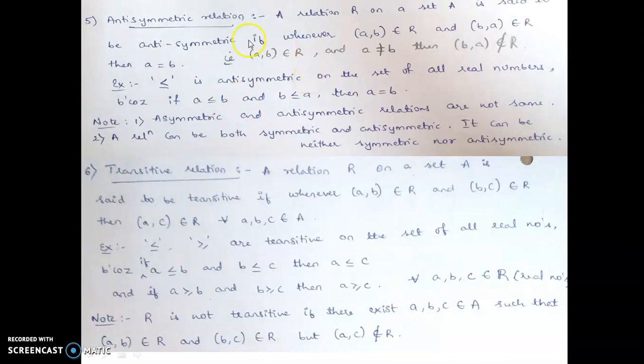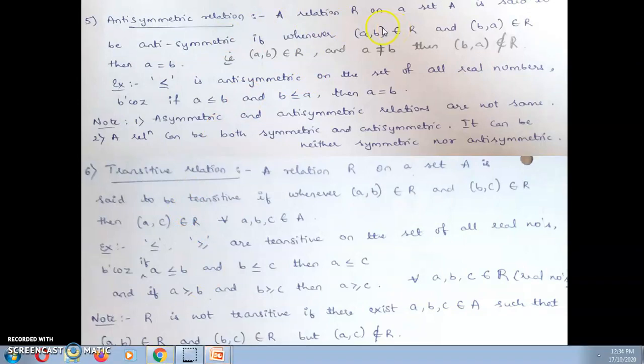Antisymmetric is somewhat tricky to understand. A relation R on a set A is said to be antisymmetric if whenever (a, b) belongs to R and (b, a) belongs to R, then a should be equal to b. So this is the important part to be noted in the antisymmetric relation. (a, b) should belong to R, and (b, a) should belong to R, and a should be equal to b. If (a, b) belongs to R and a is not equal to b, then in that case we cannot say that it's antisymmetric.